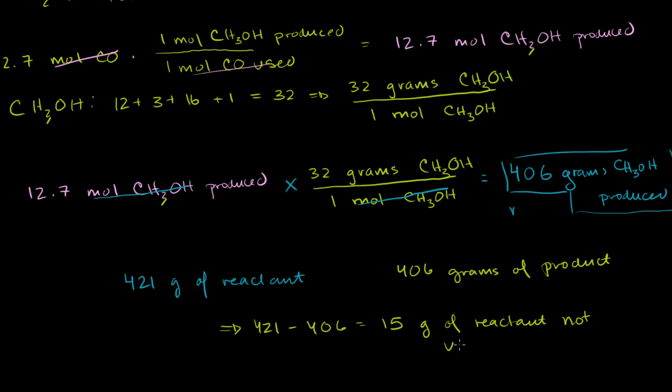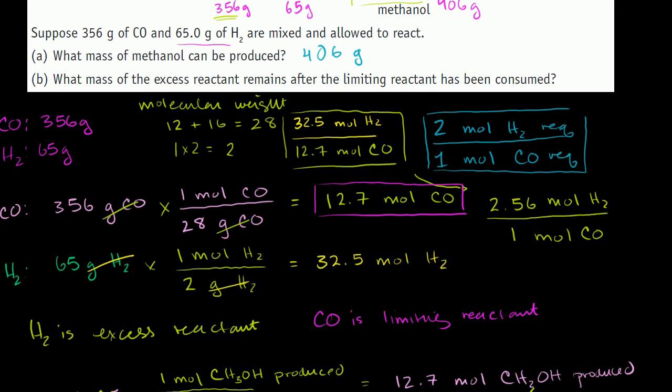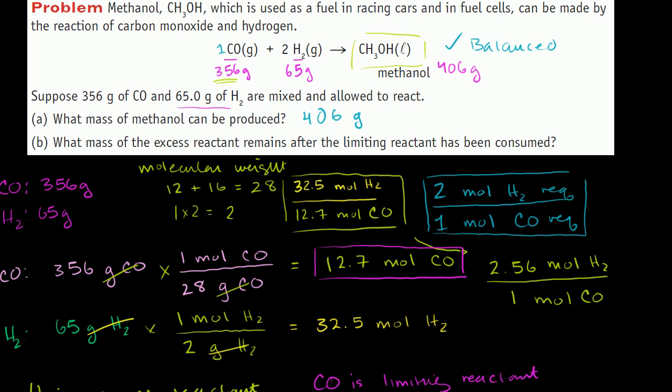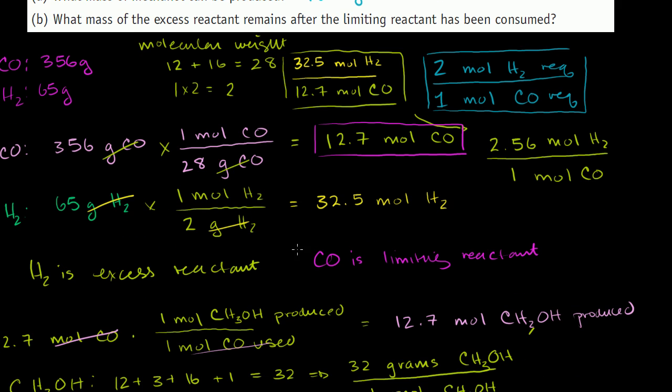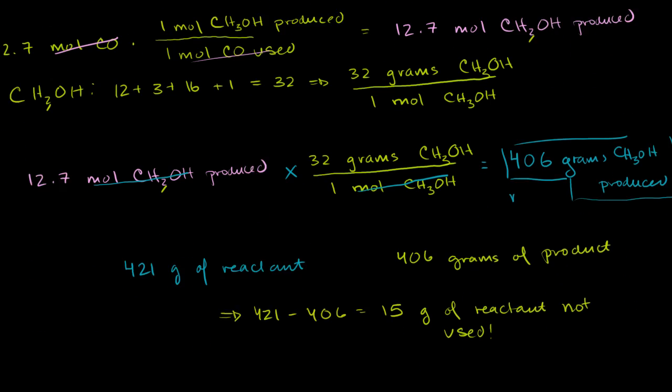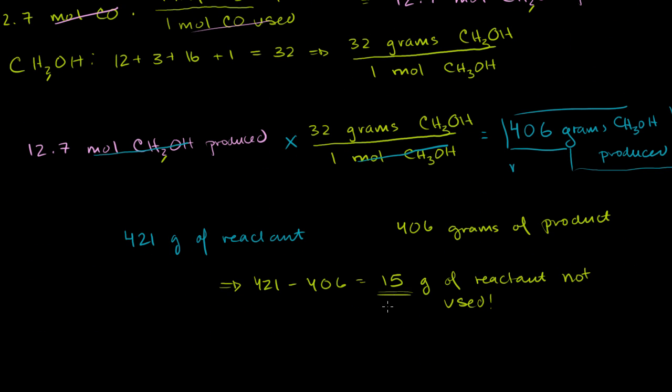not used. Now, the reactant that's not going to be used is the one that you have an excess of. And we figured out that we have an excess of hydrogen. So all of that 15 grams must have been hydrogen that was not used. So 15 grams of hydrogen left over.